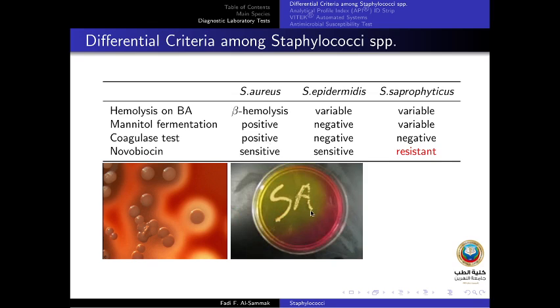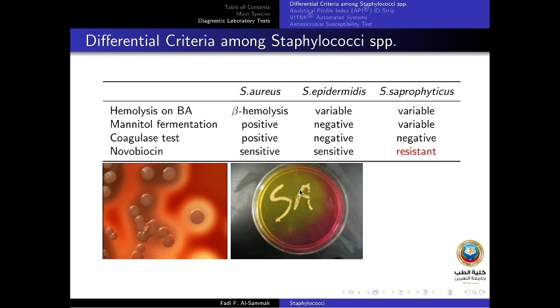As you can see here, the fermentation appears in the yellow color, and it is caused by Staphylococcus aureus species, while negative in epidermidis and variable in saprophyticus. Variable means it can be positive. The indicator here for mannitol is phenol red, and whenever there is fermentation by S. aureus, the pH will be acidic, and this will turn the indicator from red to yellow.